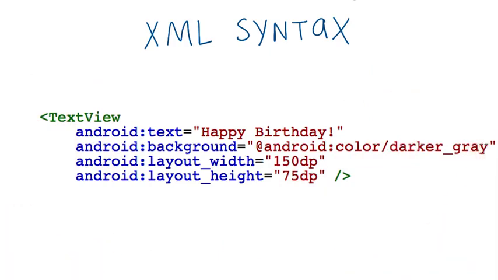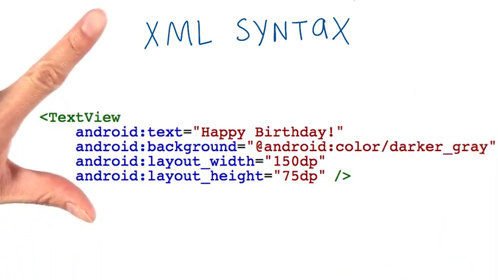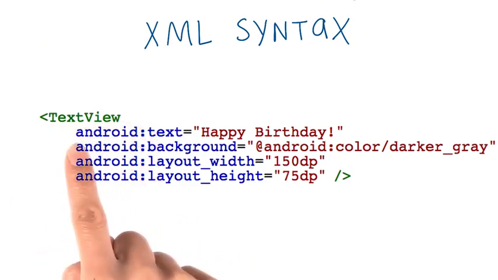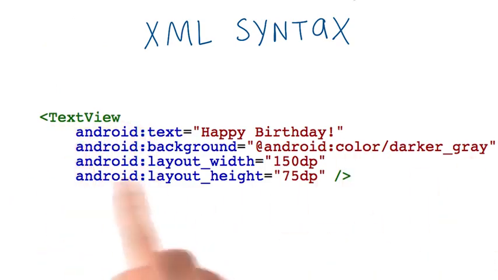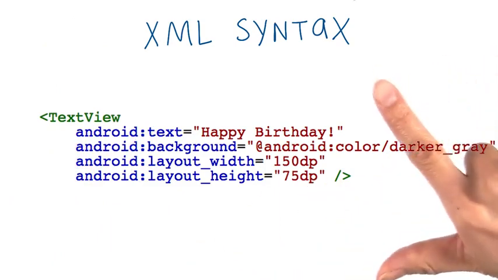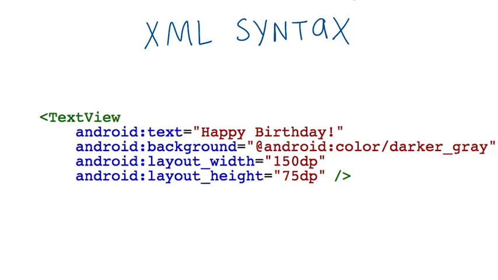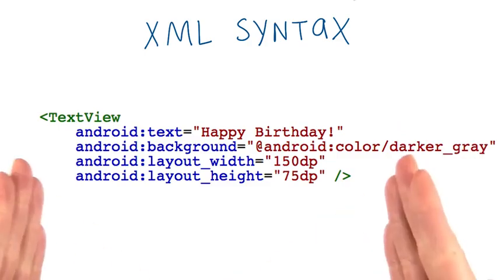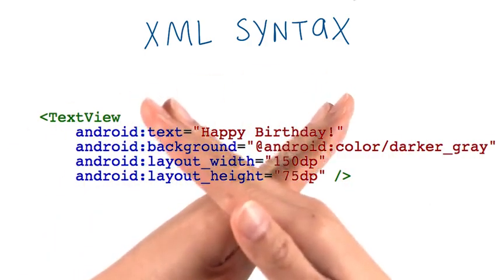To help you remember it, you can think of an opening angle bracket, ding, and then the view name, whoosh, and then the attributes, pew, pew, pew, pew, and then the / and then the closing angle bracket, boom. So altogether it's ding, whoosh, pew, pew, pew, pew, boom. If you miss any of these symbols, then you're going to get invalid XML.